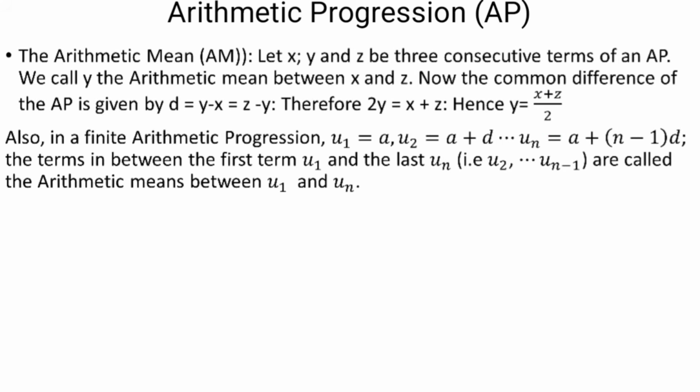So the one I will be focusing on in this video is what we call the arithmetic mean. If you have three consecutive terms, x, y, and z, the three of them consecutively taken, and they are terms in an arithmetic progression, we call y the arithmetic mean, and this is just basically the formula to find y, right?